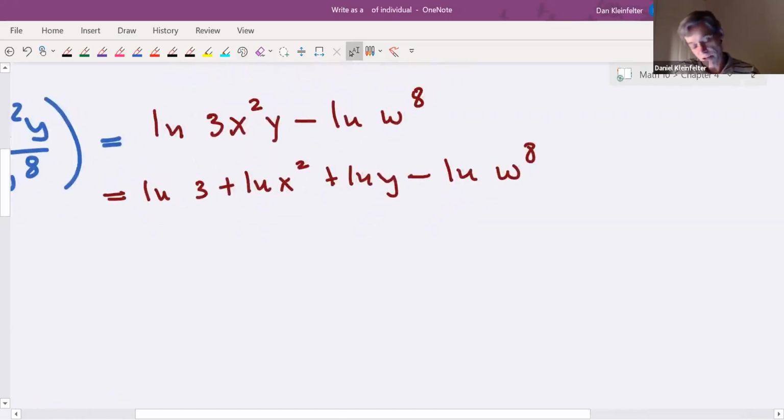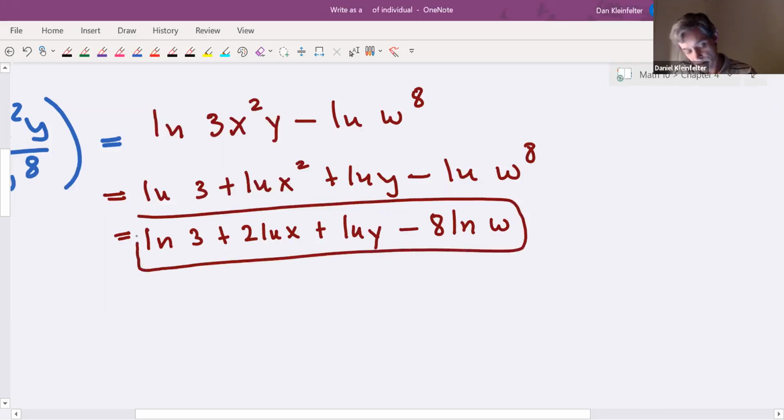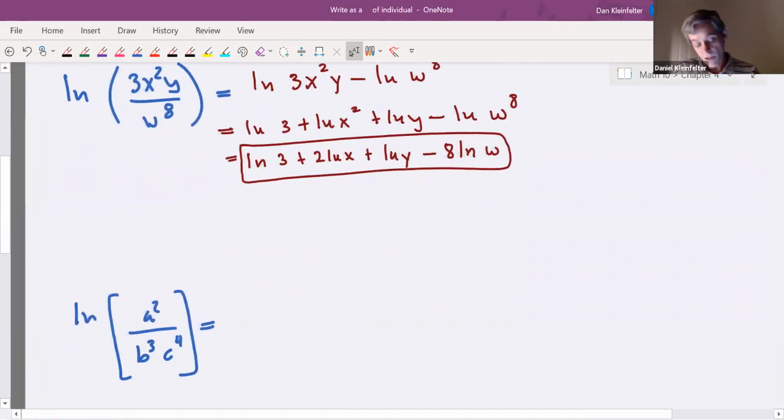Okay, so now we have 1, 2, 3, 4 terms. And so the 2 places where there are exponents, I'm going to use the power rule to bring those exponents around front. So we'll have natural log 3 plus 2 natural log x plus natural log y minus 8 natural log w. They're all natural logs, and nothing can be broken down any further.